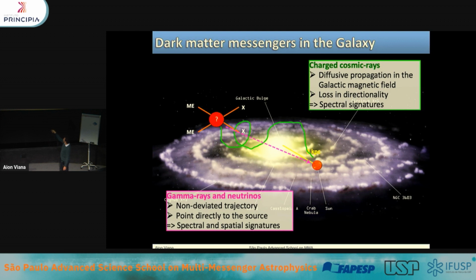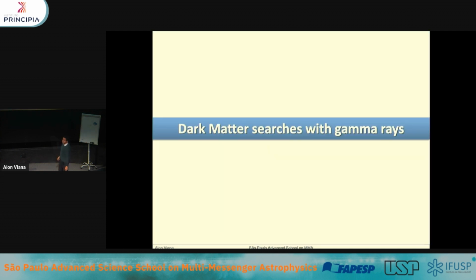Then we can also have final states which are neutral, gamma rays or neutrinos. They are not deviated from their trajectory. They point directly to the source, so we can actually do these studies using both spectral signatures and spatial signatures of the emission. Now let me talk to you about searches with gamma rays. That's one of the neutral messengers that we have in this type of indirect searches.